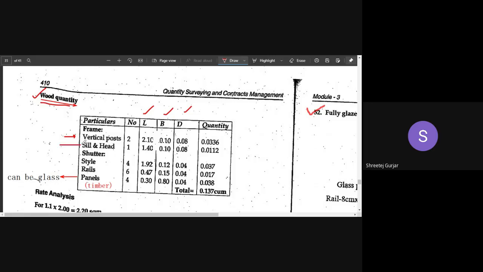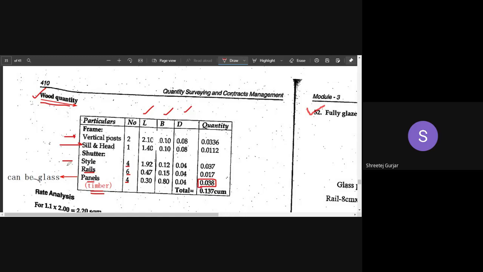Then head and sill. I've told you in the shutter we have stiles that are four in number, and we have rails which are six in number, if you recall, and panels are four in number. Here in this particular numerical, the panels are made up of timber, so we have considered it in the total wood quantity.